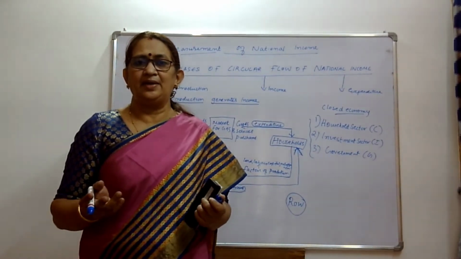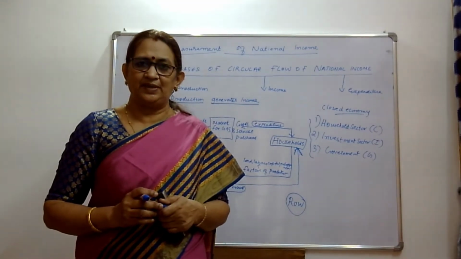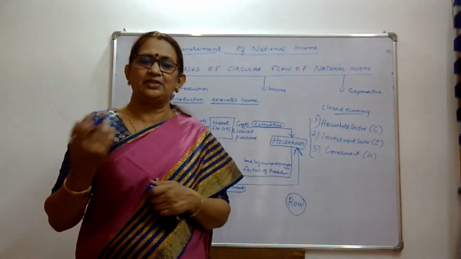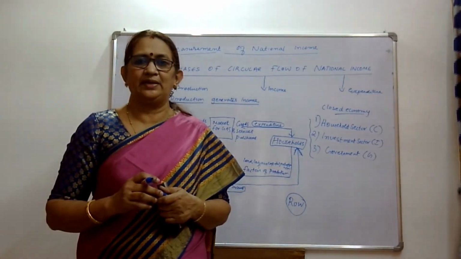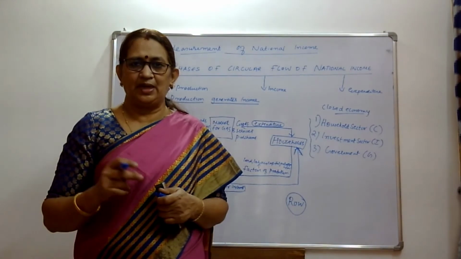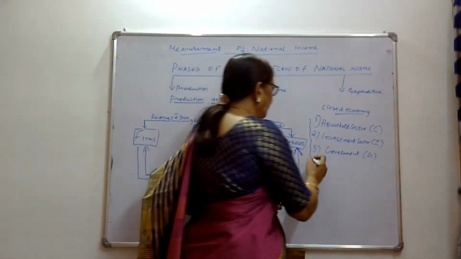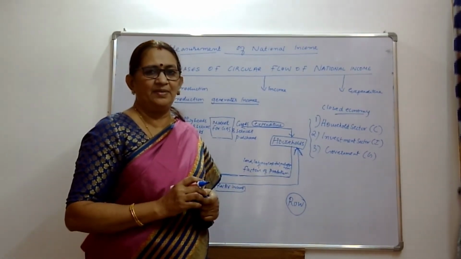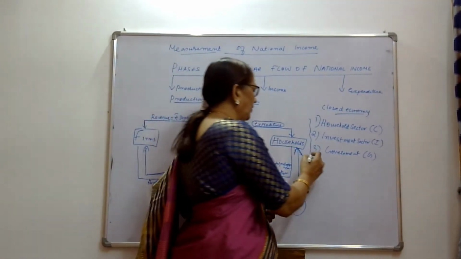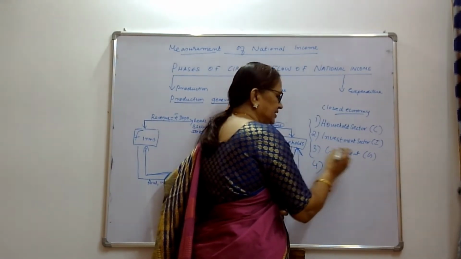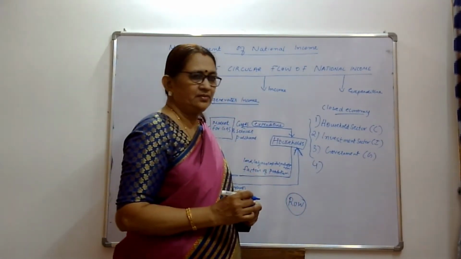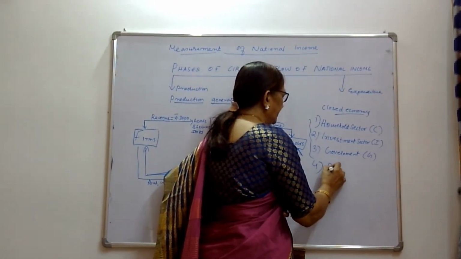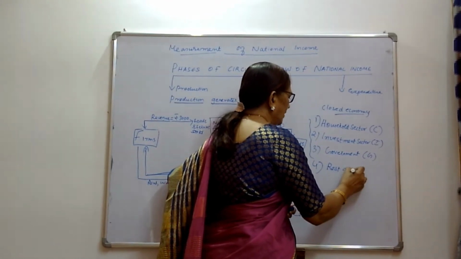Because if a country is deficient in certain goods and services, it has to import it. If a country has surplus, it will export to other countries. Other countries may require that good. So, we will come to that later. So, every economy is a global economy. If an economy is a global economy, surely there is the 4th sector, that is the rest of the world sector.